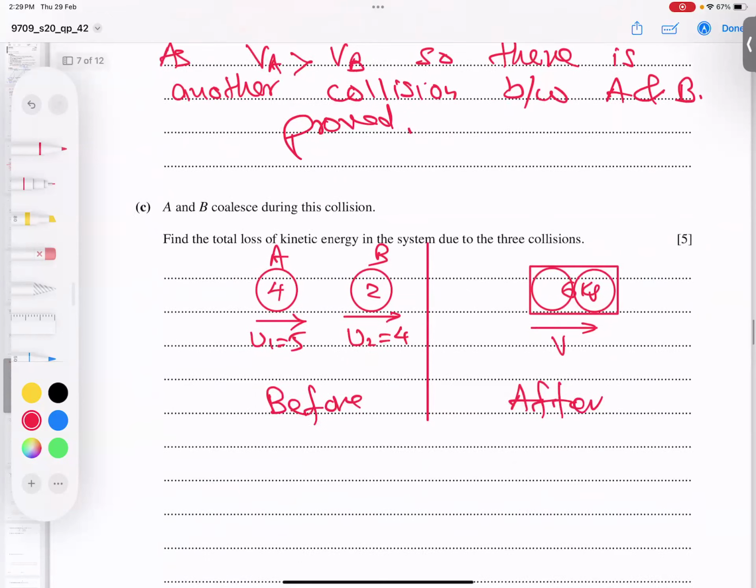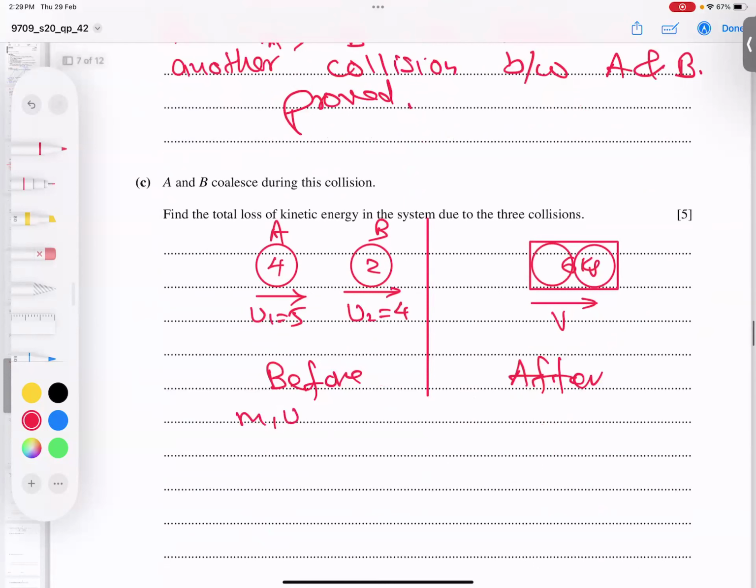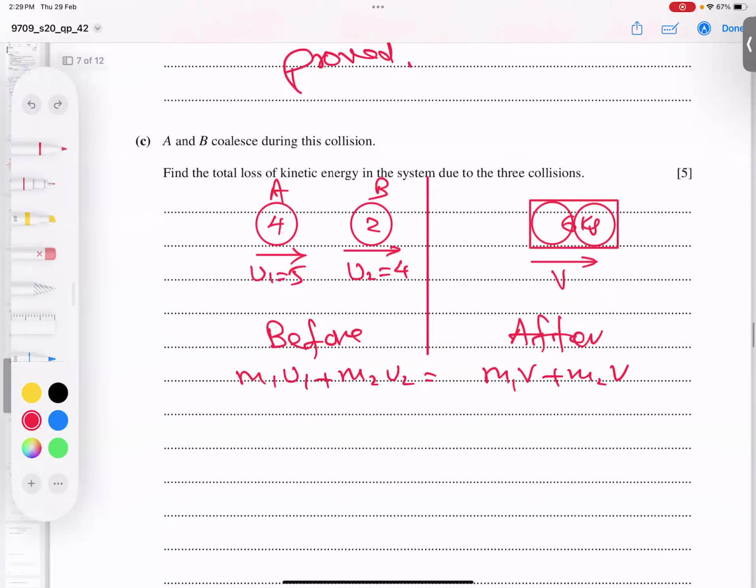The approach is very clear, and the formula is m1 u1 plus m2 u2. I'm not writing M1V, I'm writing simply M1V plus M2V, because the final velocity is the same. Now 5 into 4, I get 20. And 4 into 2, I get 8. And 6 into V, because the addition of both, 4 plus 2, is 6. So I get 6V. And now this 28 and 6 go under it.